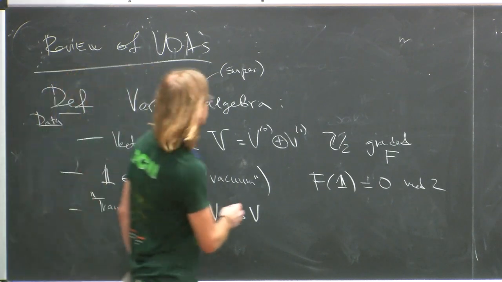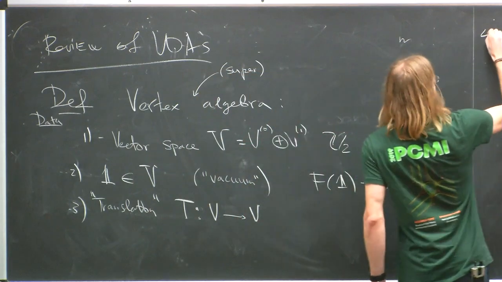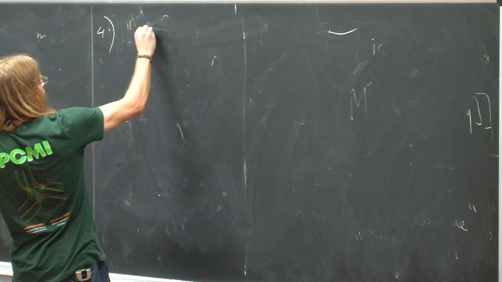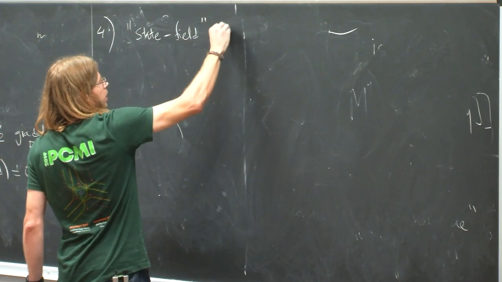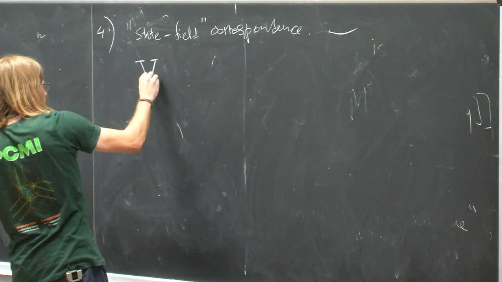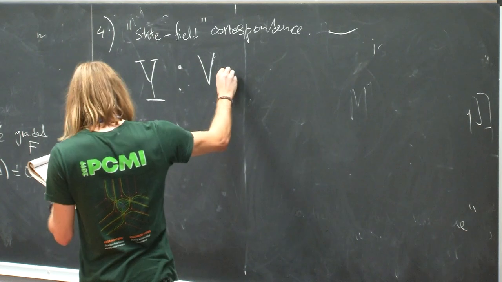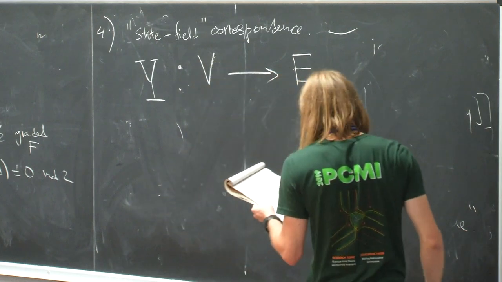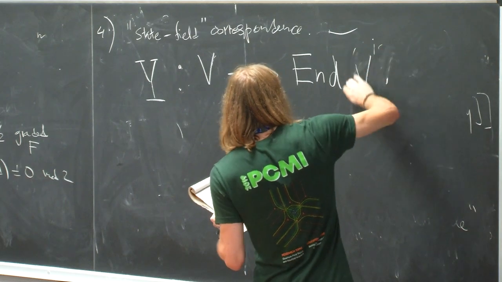And what's most important, so probably I should write it here. So let me write 1, 2, 3. Is what is usually referred to as the state-operator or state-field correspondence. And this is often denoted in math literature by Y. So one way is to define it as a linear map from V to endomorphisms of V.